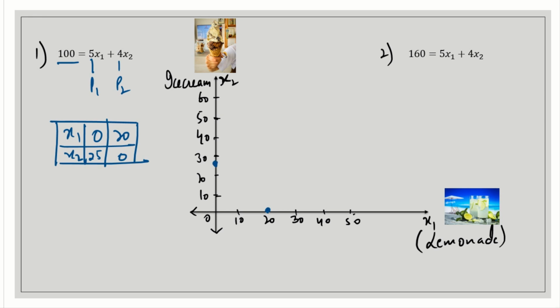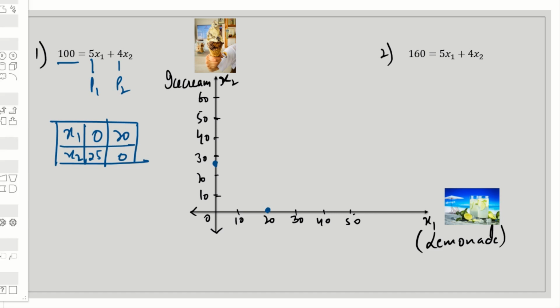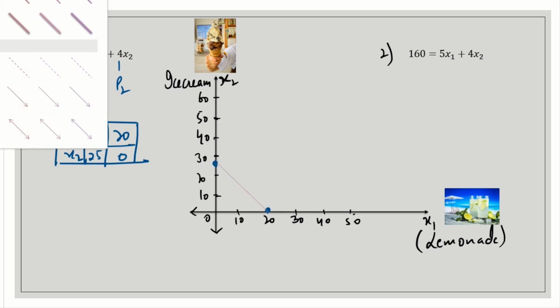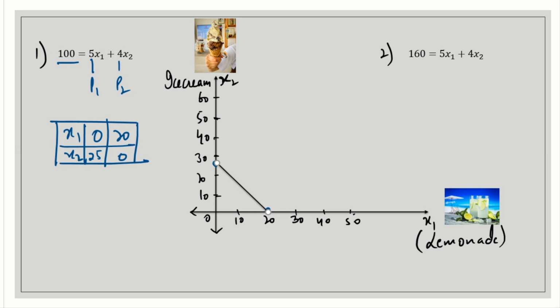So let us join these 2 points so that it remains clear what we are talking about. So this is one of the budget lines which we will be having, right? This is the budget line which we have obtained with the initial conditions in place, that our income was 100 and we had to choose between those 2 bundles, right?